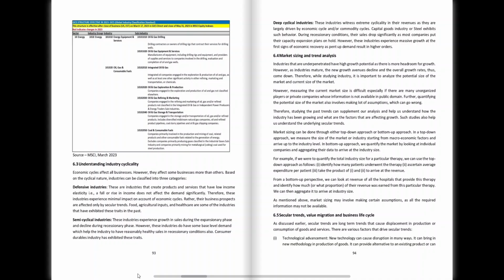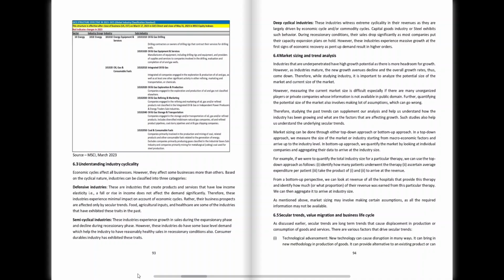Market sizing and trend analysis. Industries that are underpenetrated have high growth potential as there is more headroom for growth. However, as industries mature, the new growth avenues decline and the overall growth rates thus come down. Therefore, while studying an industry, it is important to analyze the potential size of the market and current size of the market. However, measuring the current market size is difficult, especially if there are many unorganized players or private companies whose information is not available in the public domain.